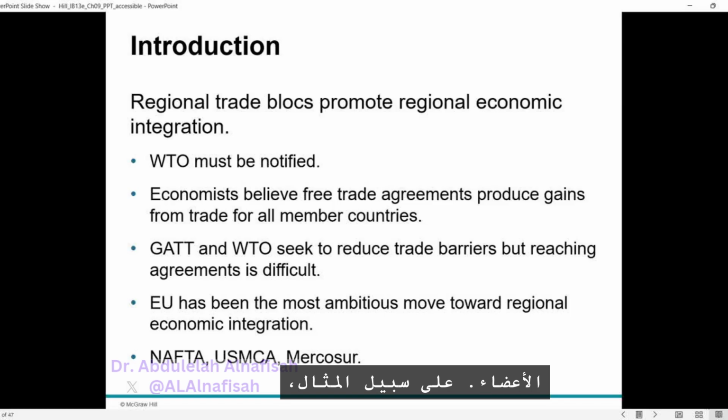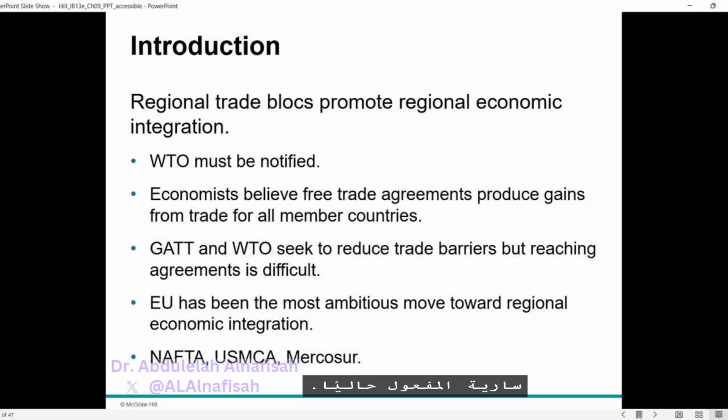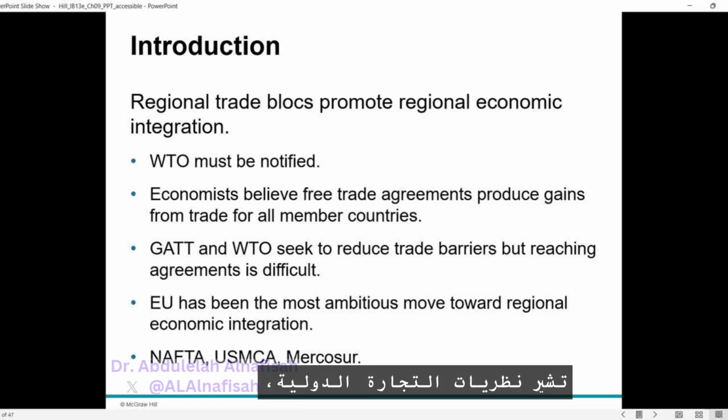The EU, for instance, has created a single market, facilitating labor movement and reducing prices for consumers, but also posing challenges for local workers. The WTO oversees these regional trade agreements, with over 500 currently in effect. International trade theories, including comparative advantage, suggest that such agreements benefit all members by promoting freer trade.